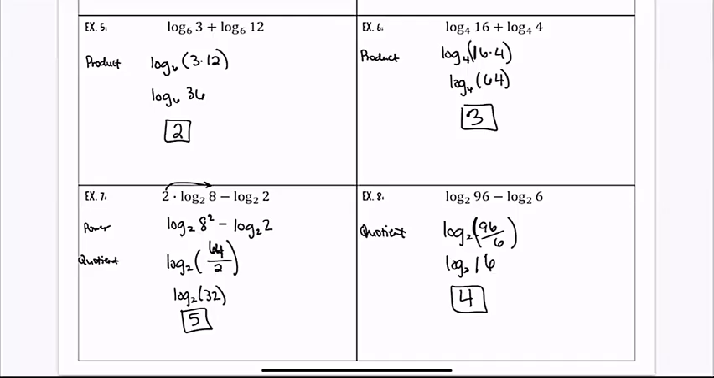Here is 6 and 8. For number 6, you should have gotten positive 3 because the log base 4 of 64 is 3. And then for number 8, you should have gotten 4 because the log base 2 of 16 is 4.